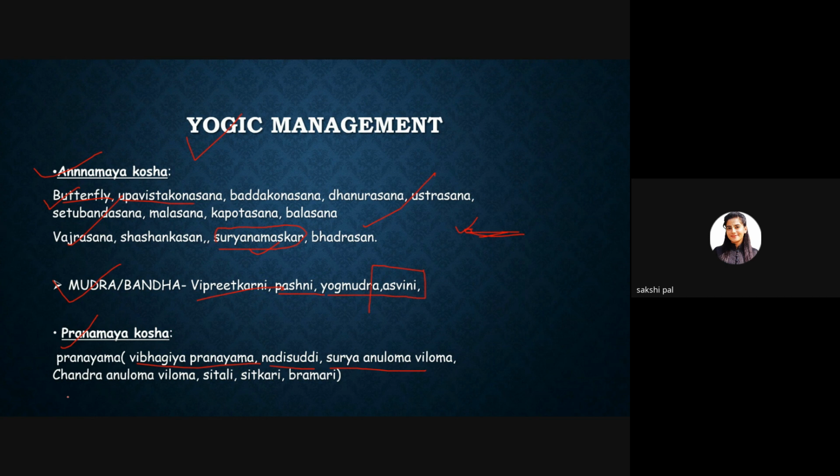So next is Chandrabhedana, Sheetali, Sheetkari, Bhramari, before.